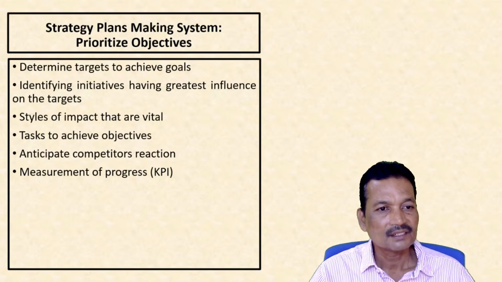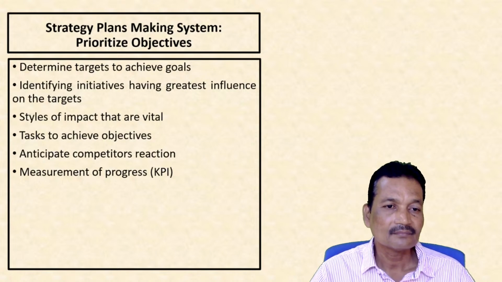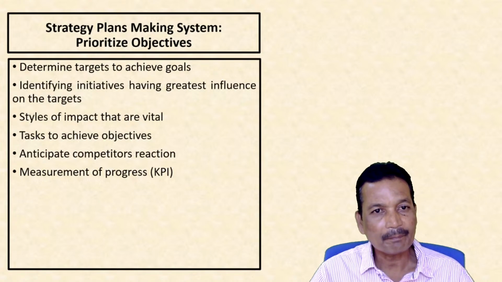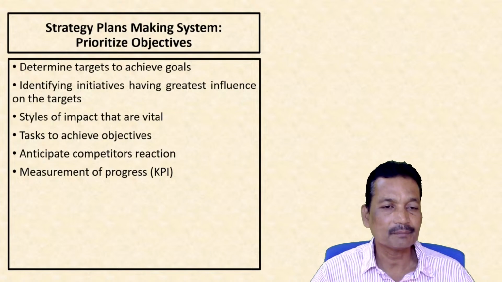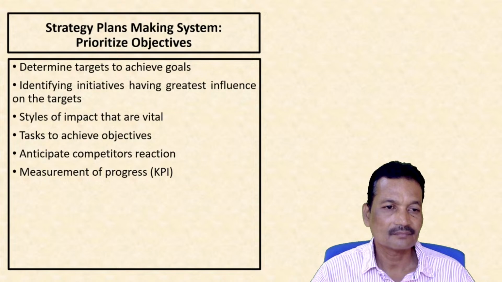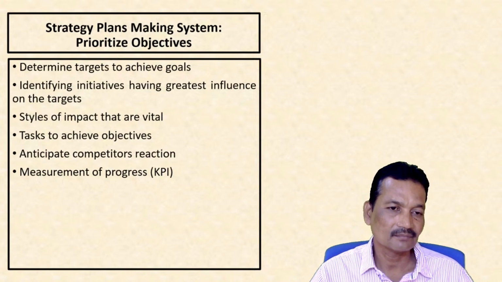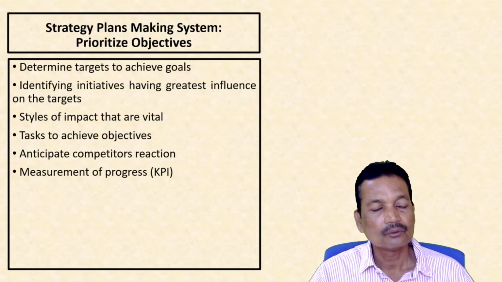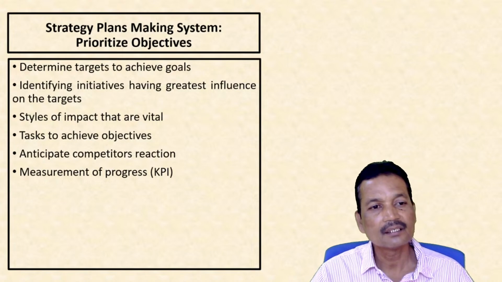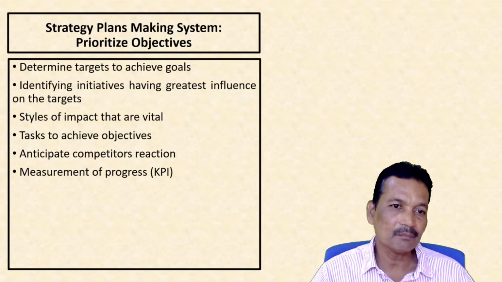Then third is the style of impact. The styles of impact, when we are saying how the plans we are making, what kind of impact it will have on the achievement of targets. Then we look at what are the various tasks that we need to undertake so that we can achieve our objectives. So we shall try to curtail all those tasks which are not directed towards our objectives. However, tasks which are needed or are directed towards objectives should be given maximum importance.